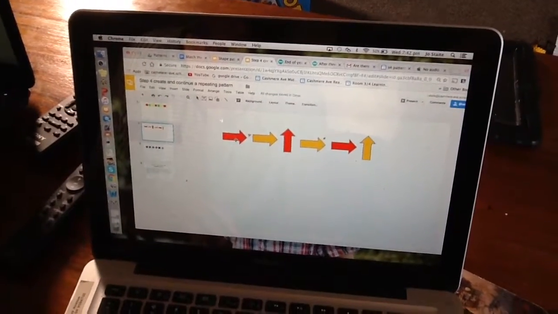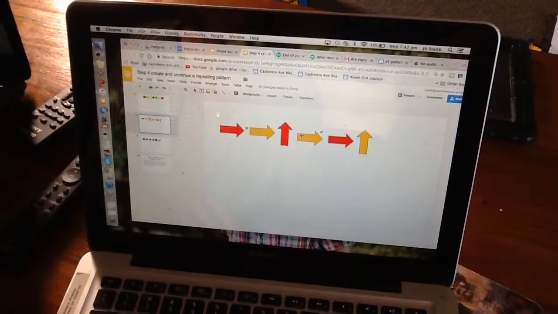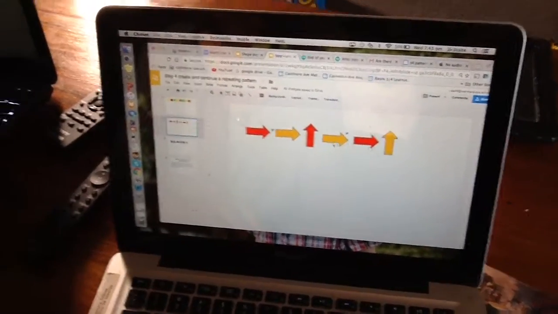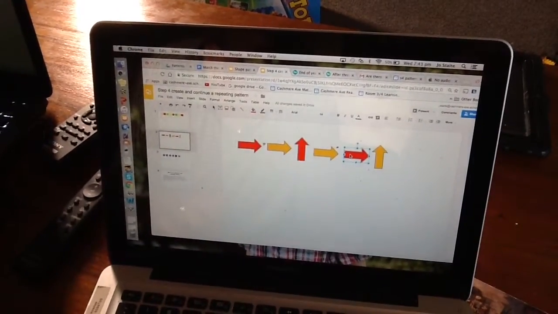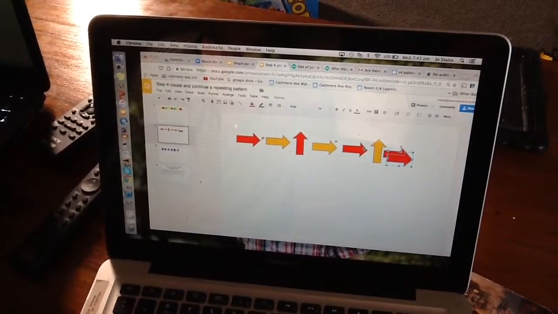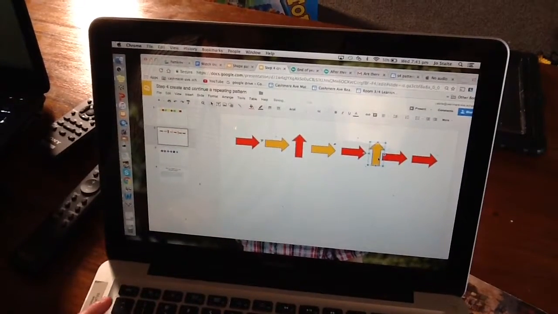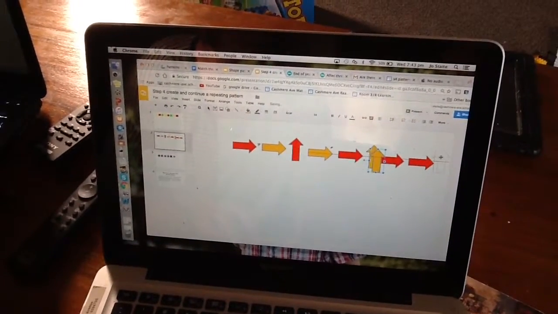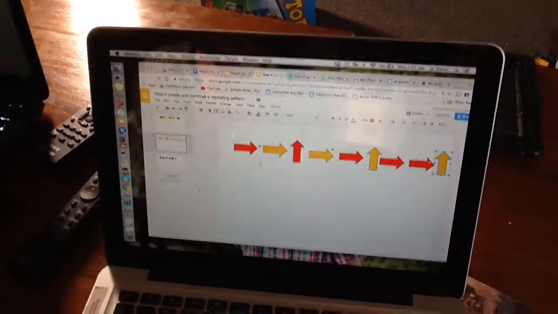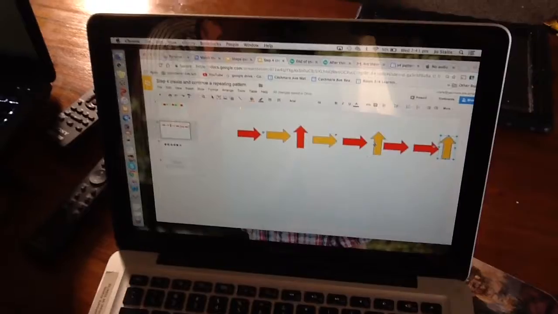It goes pointing to the right, pointing up. To the right, up. I think the next one's going to be to the right, so I'm going to put that there. And then it's going to go to the right again. The next arrow probably is going to go up. So I'll duplicate those. Now I'll continue that pattern. Let's check the repeating pattern. To the right, right, up, side, side, up, side, side, up.